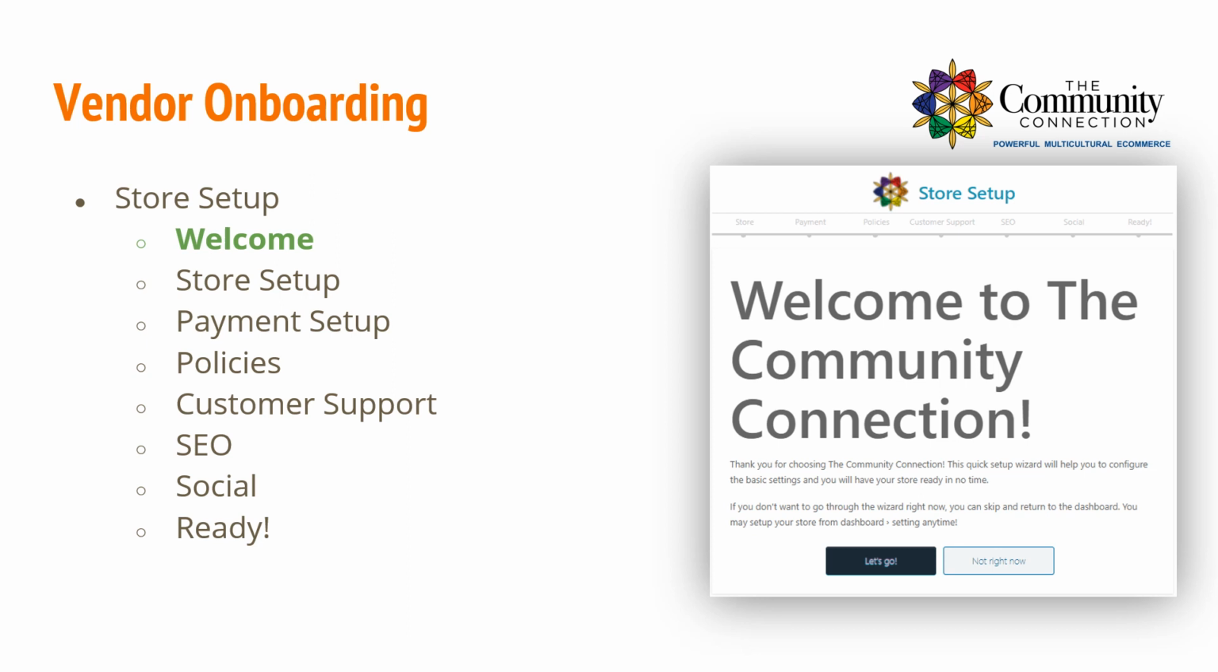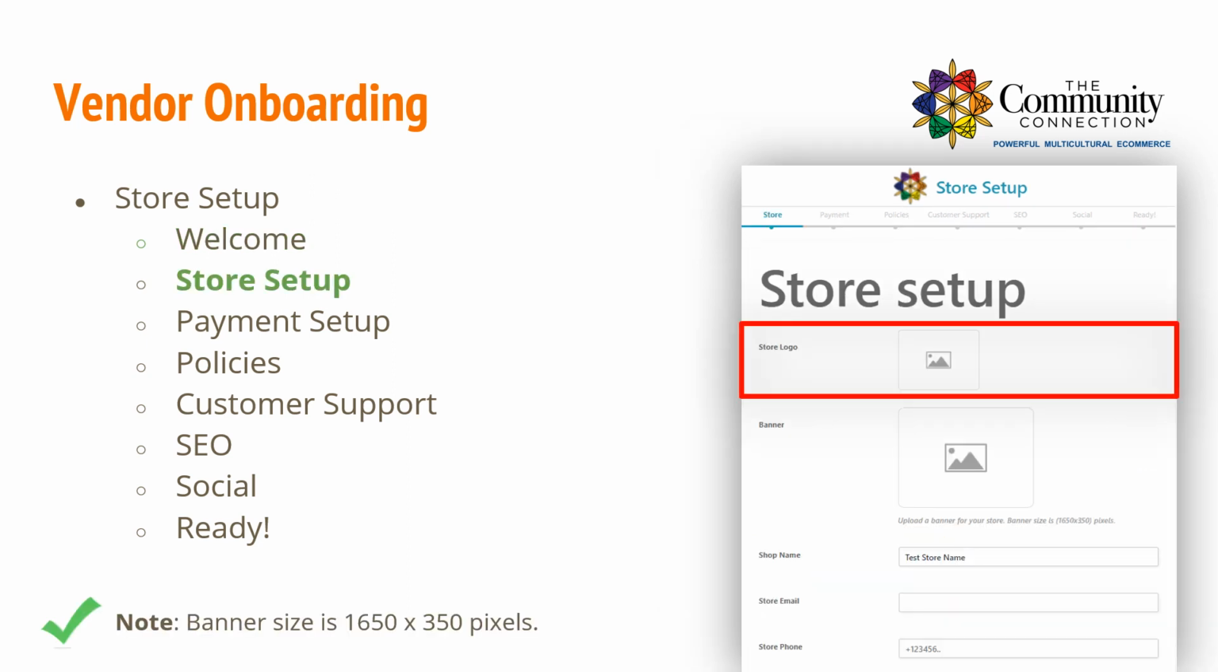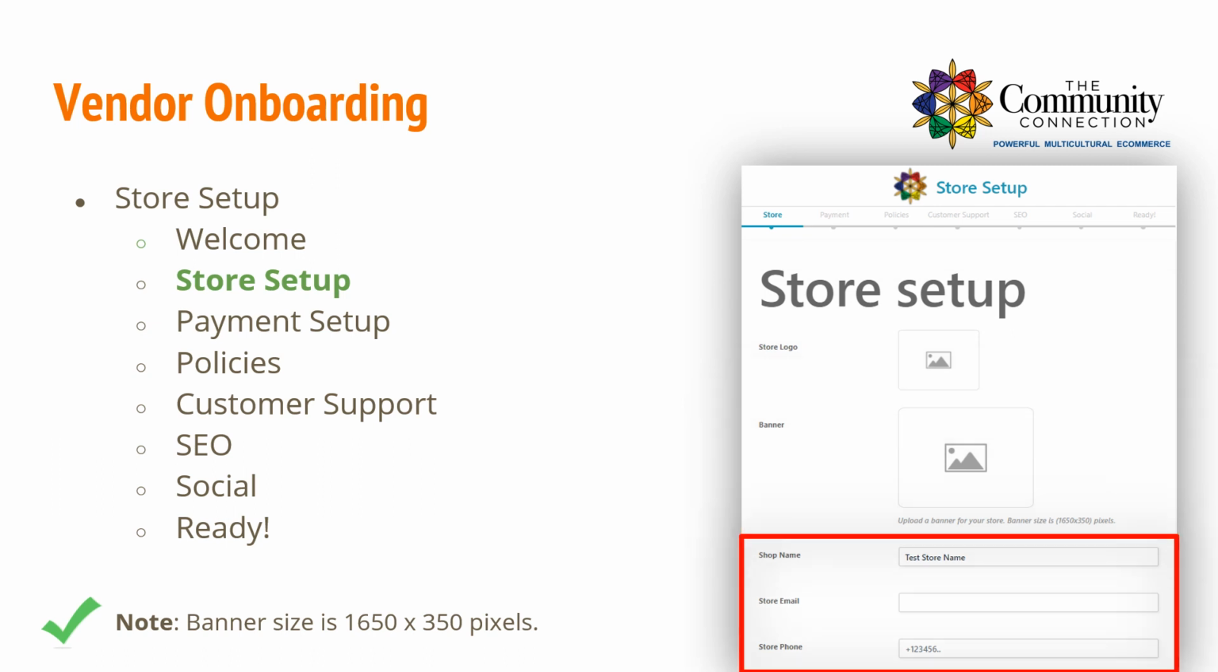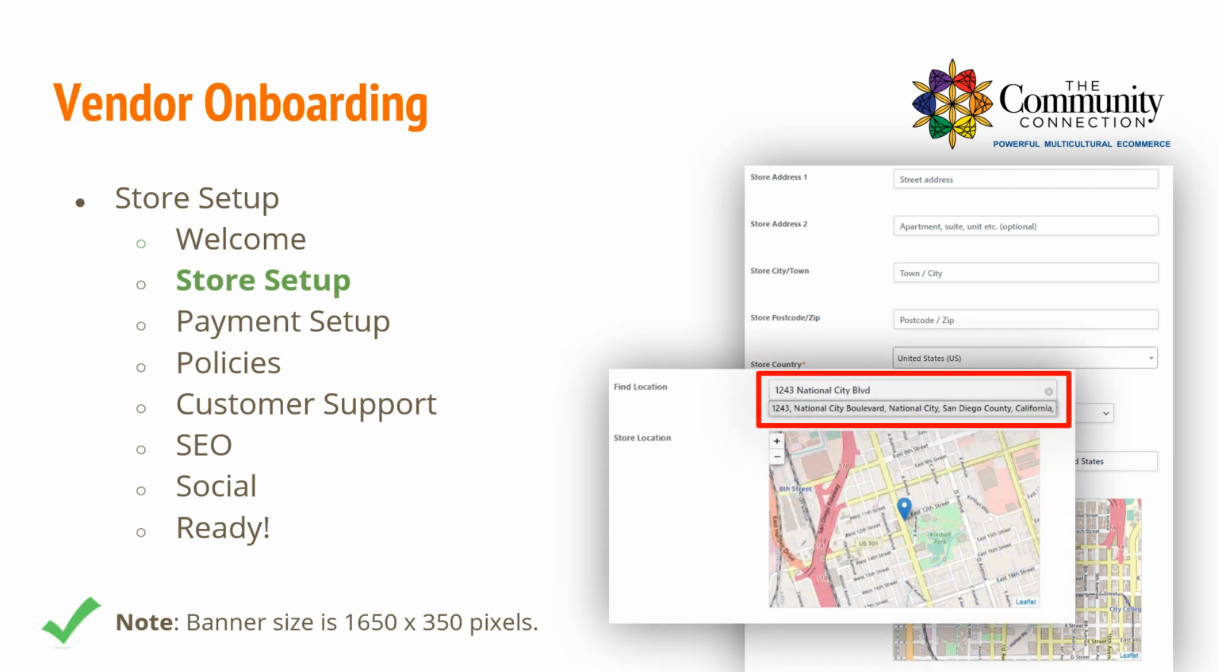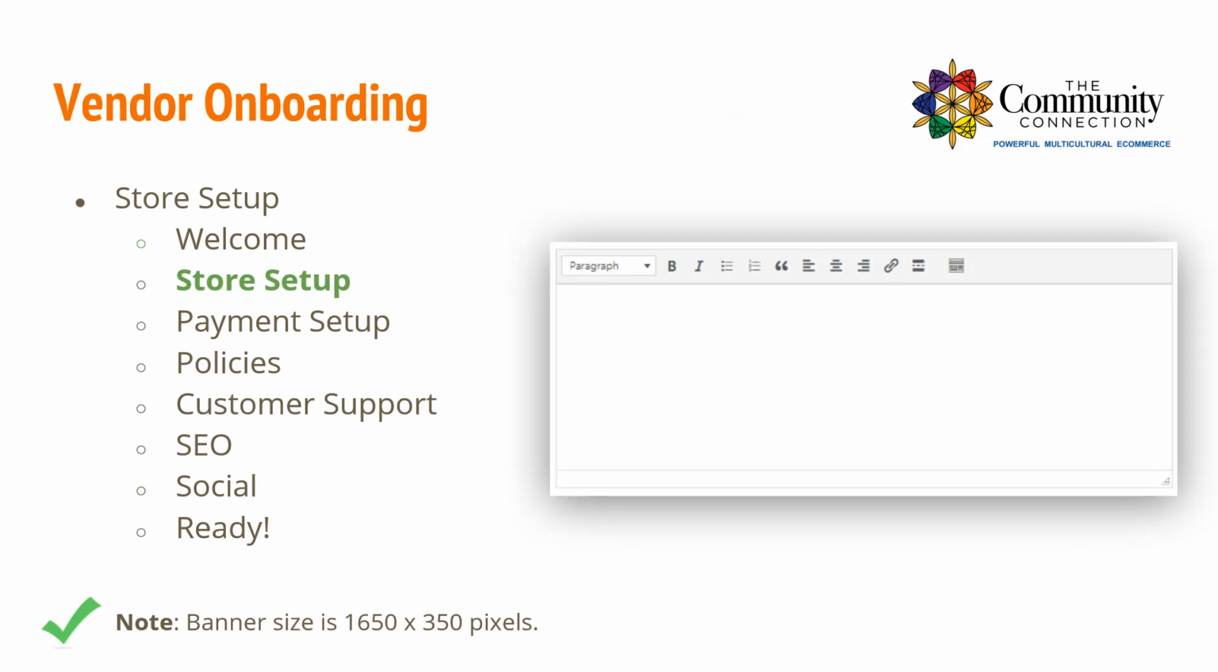Once you're on the store setup page, click Let's Go. Upload your store logo, banner, and enter your store name, email, and phone. This information will be shown on your storefront. If you have a physical location, enter it here. Typing in your address will auto-populate your location on the map and will be displayed on your storefront. Now enter your store description. This section should tell your customers what your products and services are all about.